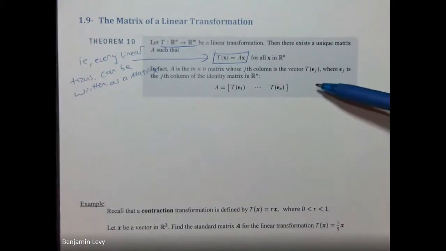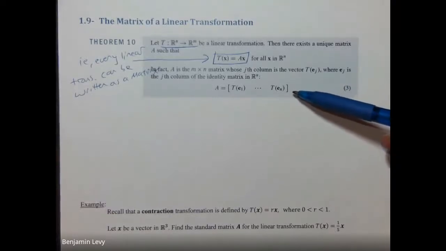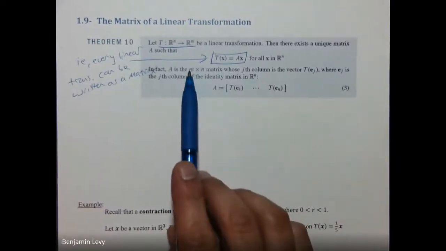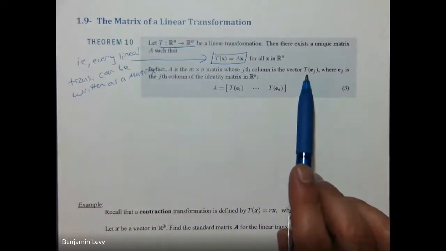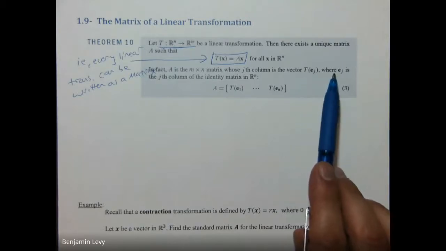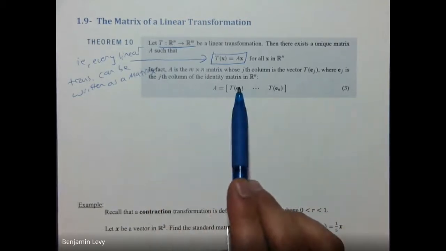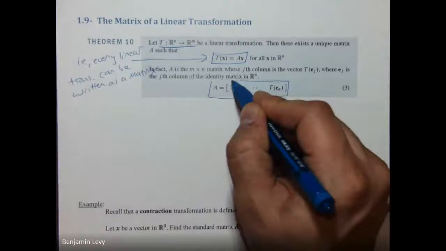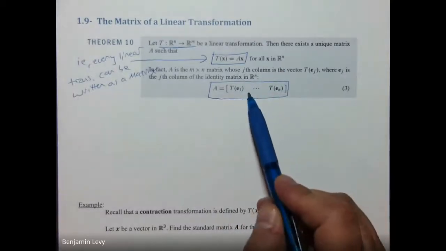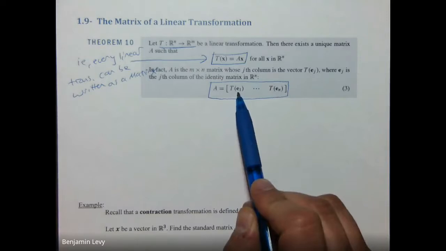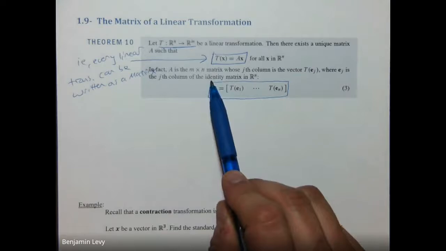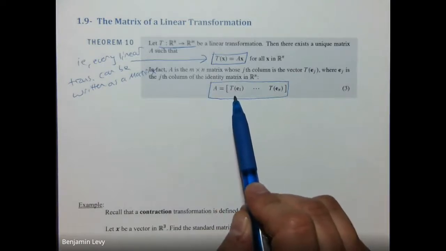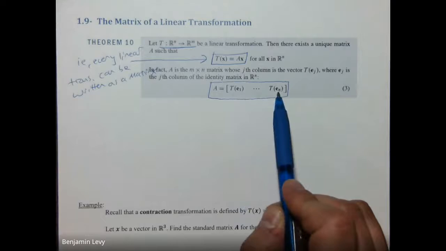Moreover, the second part of the theorem tells us how to actually find that matrix. The m by n matrix A has jth column T of e_j, where e_j is the jth column of the identity matrix. In other words, this is the form of the matrix A: the jth column is the transformation applied to the vector e_j. So we're going to start by reminding ourselves of the identity matrix and what e_j is.